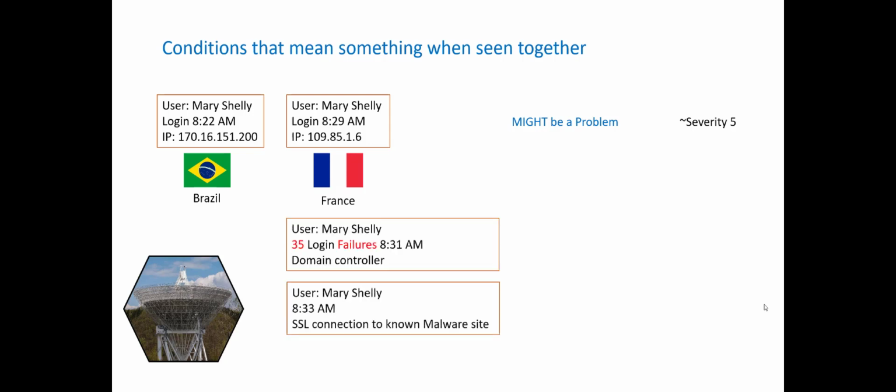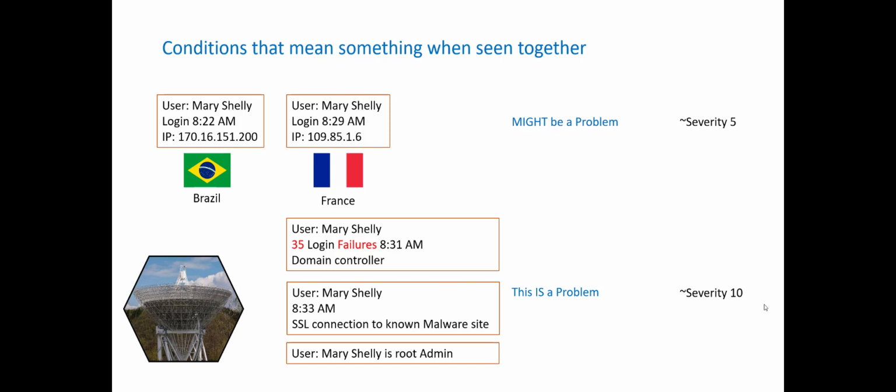But then if we look at what's going on with Mary, and this is what an offense is doing in QRadar, I see these things going on at 8:20 some in the morning. At 8:31, 2 minutes after the France login, Mary had a huge fusillade of failed logins to a domain controller. And I'm like, that's not right. And then Mary has an SSL connection to a known malware site. And oh, by the way, Mary Shelley is root admin on your Unix boxes. This is a problem, right?